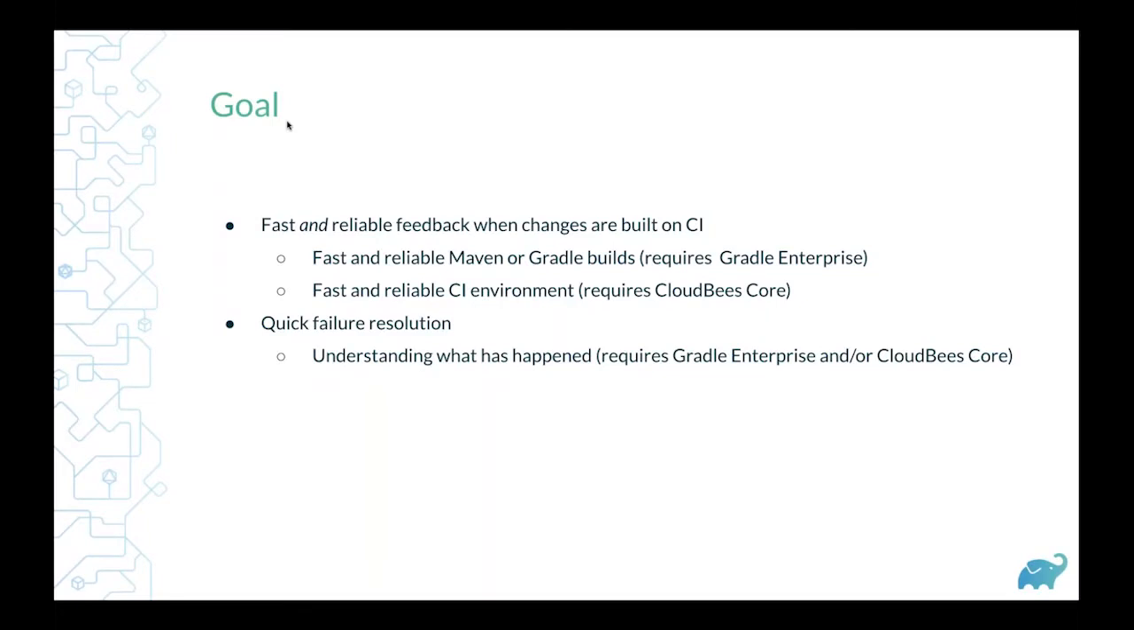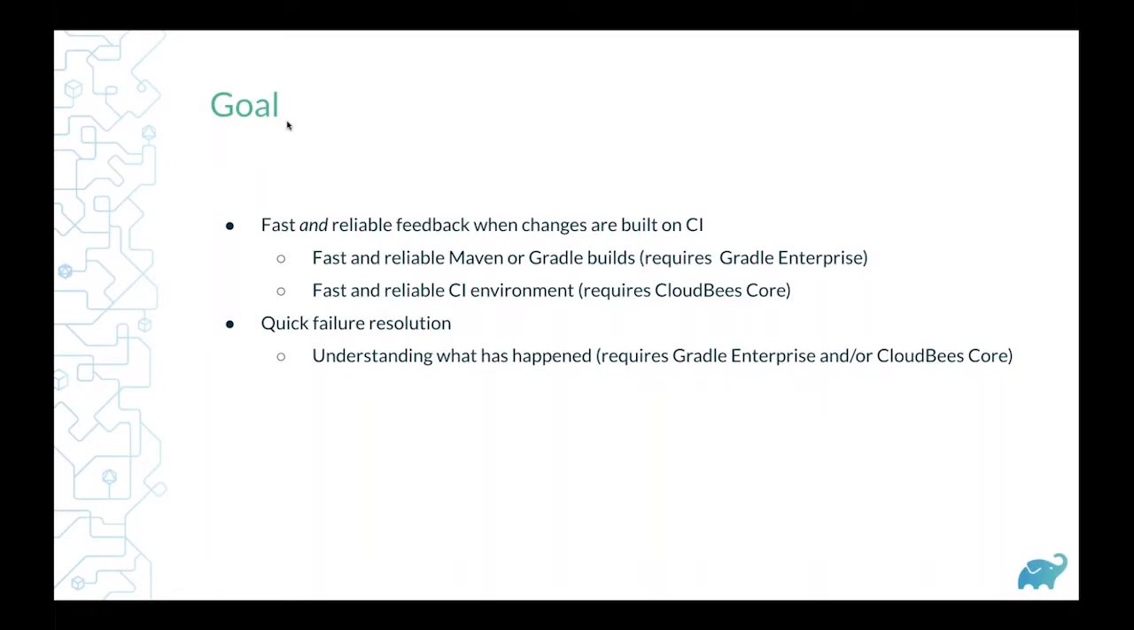And there we can help with Gradle Enterprise. We also want to have a fast and reliable CI environment. Like we talked about what belongs to the CI environment, and that's where CloudBees Core can help. We also want to have quick failure resolution, because even if you have fast and reliable builds, things will go wrong, maybe for good reasons. If a service is not available, well, that can happen. But if something like this happens, or even something more tricky, we want to be in a situation where we can quickly solve that problem.